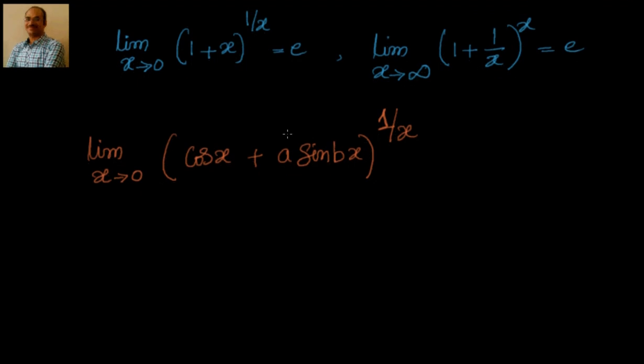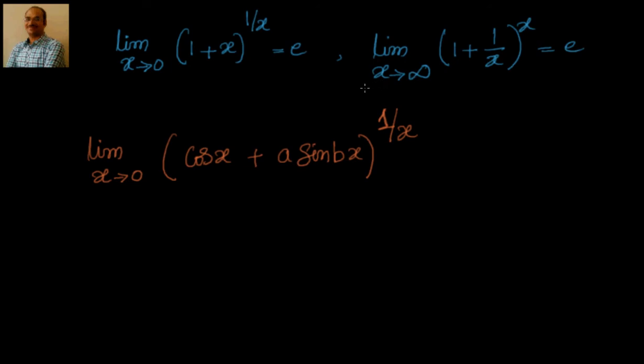In this session, let's try to solve some simple examples based on the standard results we have learned in the last session. These are the two results which we have gone through: limit x tends to 0, (1 plus x) to the power of 1 by x equals e, and also limit x tends to infinity, (1 plus 1 by x) whole to the power of x equals e.